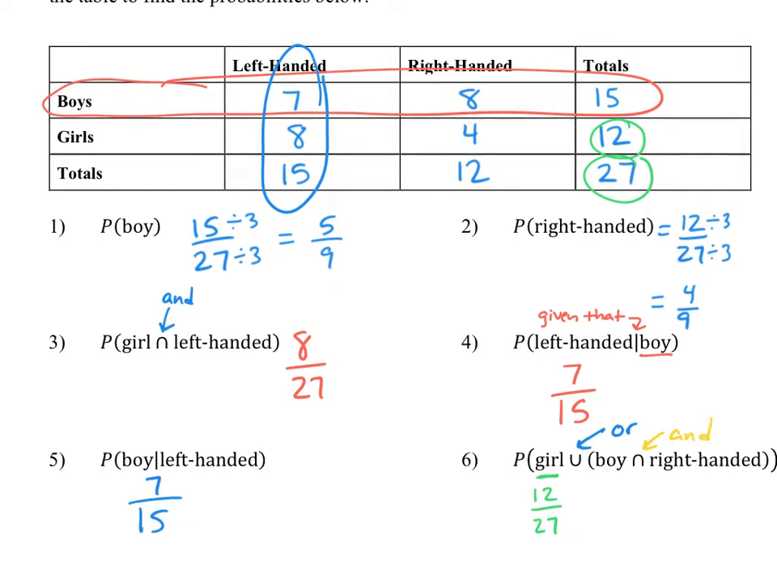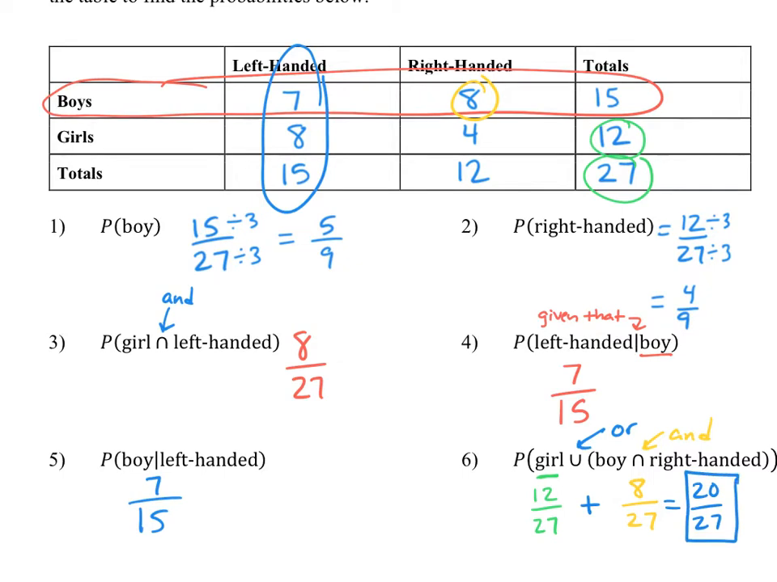This upside down U means and, the intersection of. So how many boys are also right-handed? That would be 8. And that's 8 out of the 27 people in all. Well, we have now 2 separate probabilities, and there is no overlap. So we can add those together to get that 20 out of 27 people would either be a girl or a right-handed boy.